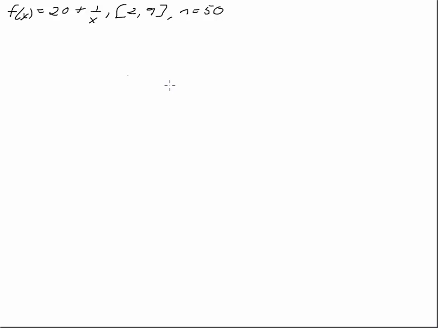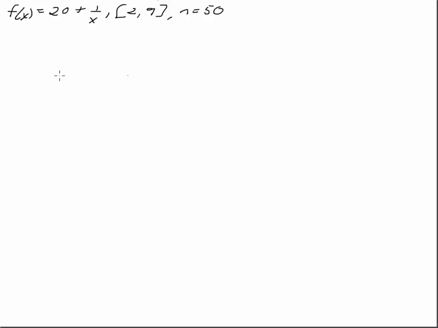Okay, in this lecture, we're going to be finding the left, right, and midpoint Riemann sum of 20 plus 1 over x from 2 to 9. But this time we're going to use a large value of n, and that would be 50. So we're going to do 50 subdivisions. And this time, though, we're not going to make a table and write down all 50 of these numbers.